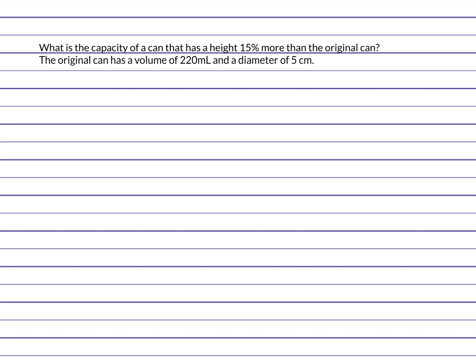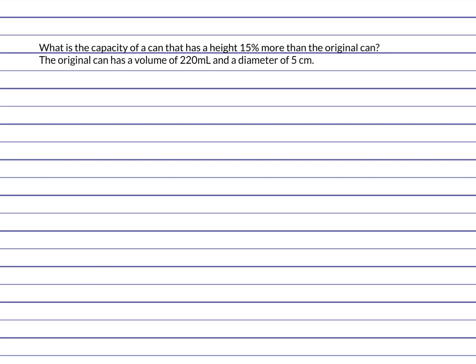Okay, so we have a question, and the question is, what is the capacity of a can that has a height that is 15% more than the original can? We know that the original can has a volume of 220 milliliters and a diameter of 5 centimeters.